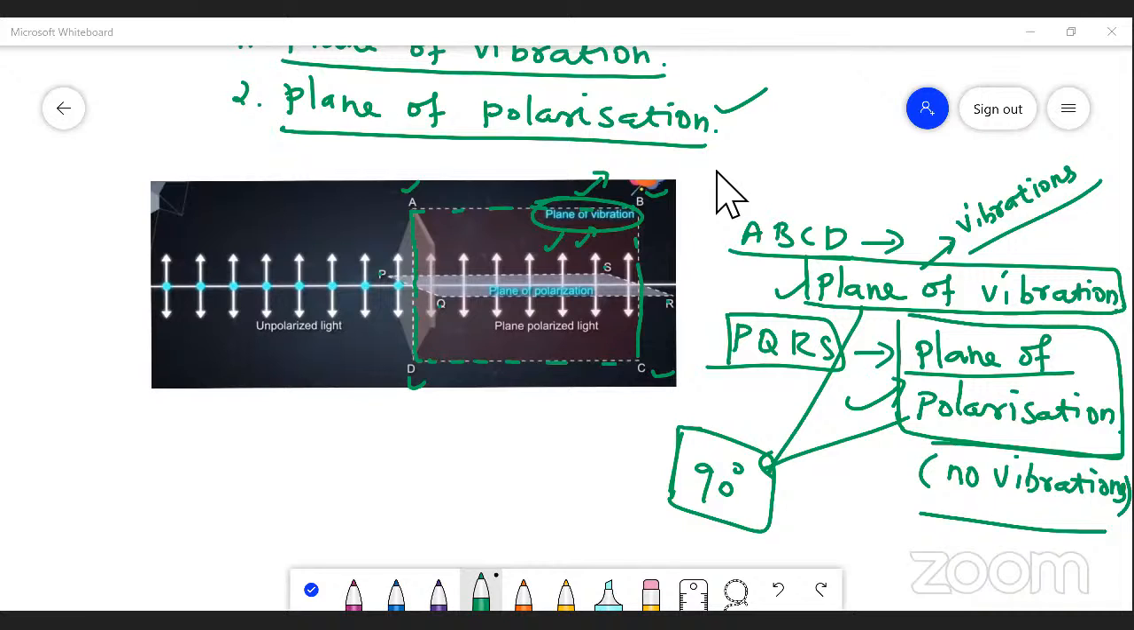Shall I give some imposition? Okay, please write what is polarization of light, plane of vibration, plane of polarization. Okay, right? So this is for your today's assignment. After writing it, please send it to my WhatsApp number.